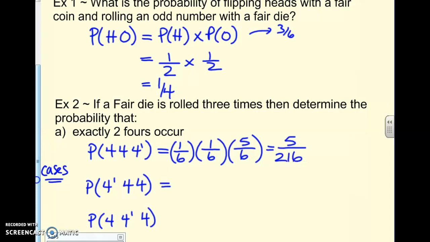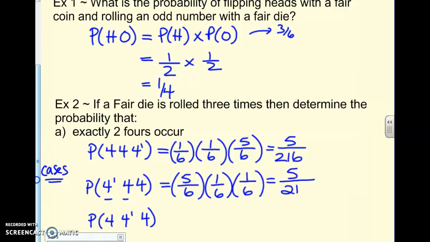When I do it this way, I start with not getting a 4, so 5 out of 6 options to not get a 4. Then to get a 4 would be 1 out of 6. And to get the next 4 would also be 1 out of 6. Multiplying all those together, again, 5 out of 216.